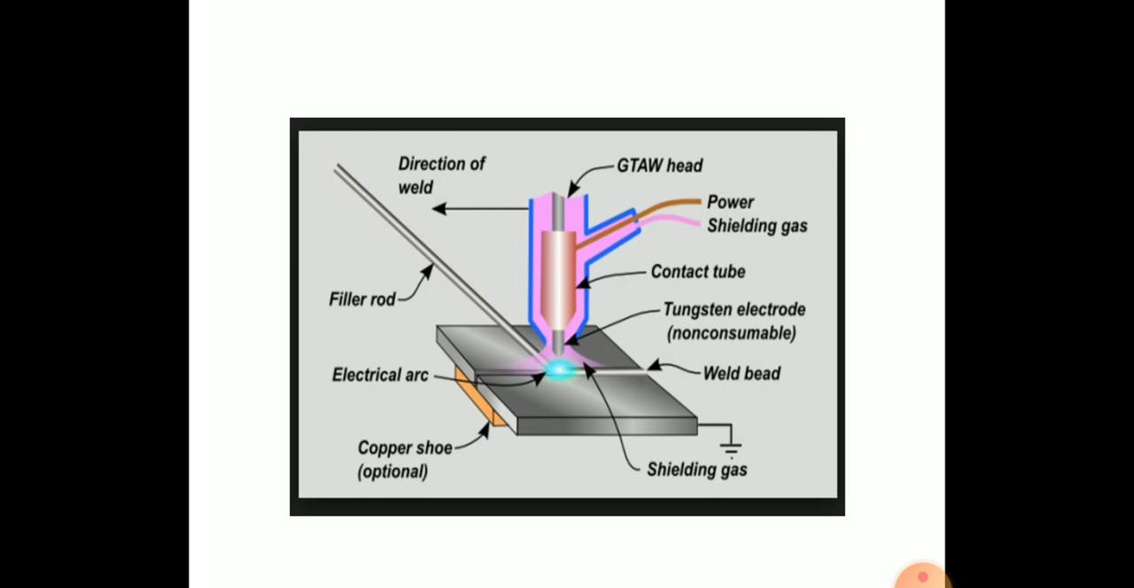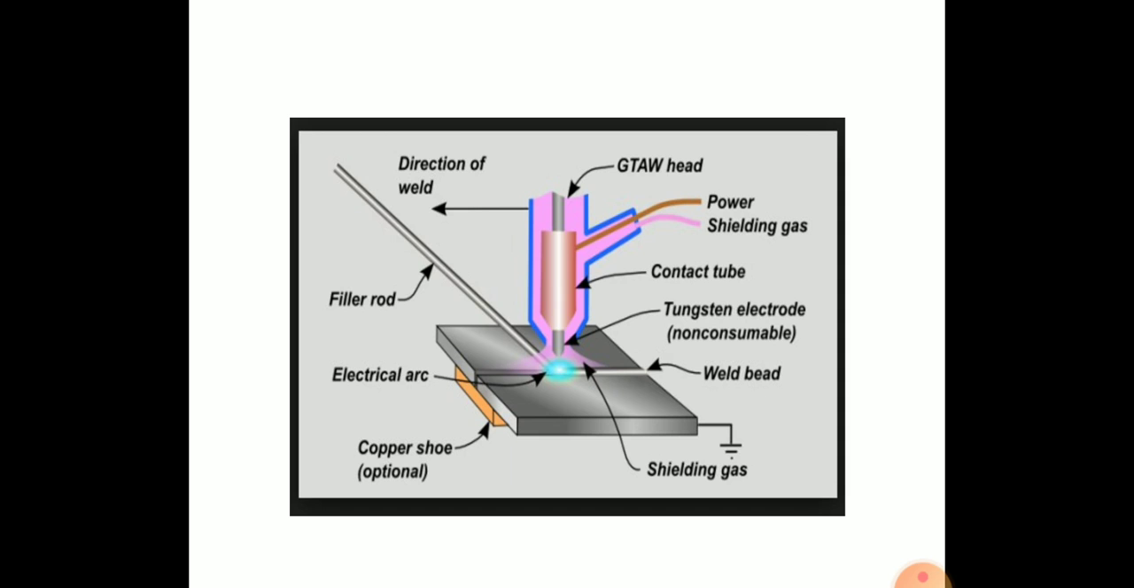In the figure, this is tungsten inert gas welding. The figure shows direction of weld, filler rod, electric arc, copper, GTAW head, power, shielding gas, contact tube, tungsten electrode, weld base and shielding gas. This process uses a non-consumable tungsten electrode which is mounted in a special electrode holder. This holder is also designed to furnish a flow of inert gas around the electrode and around the arc.